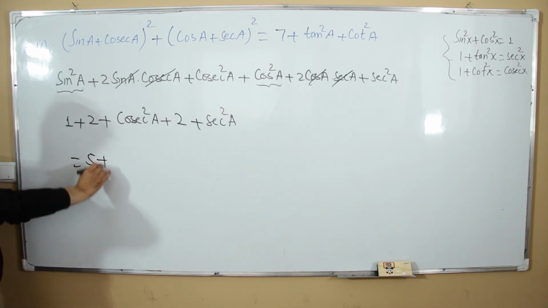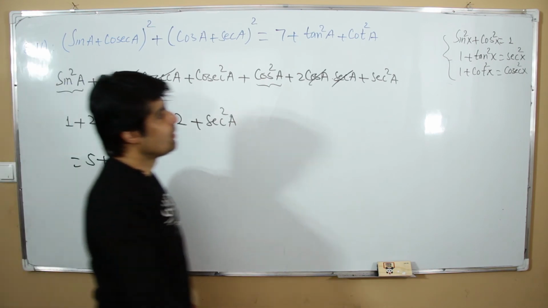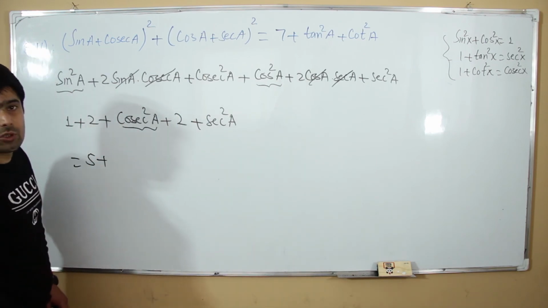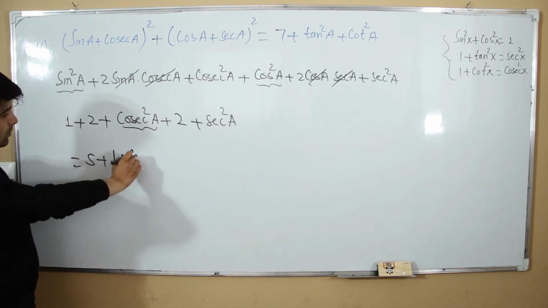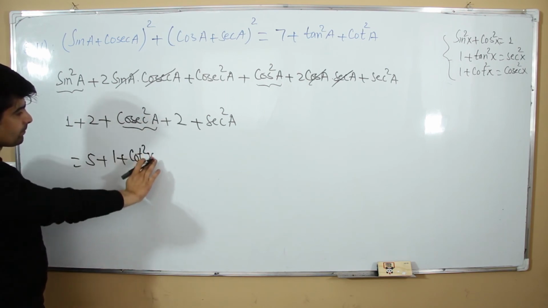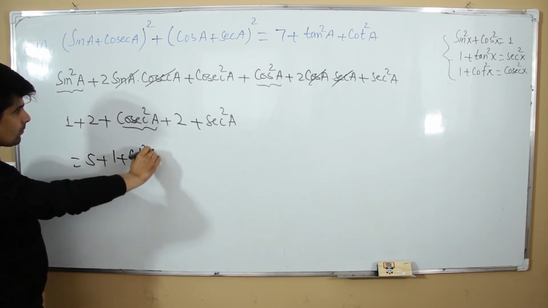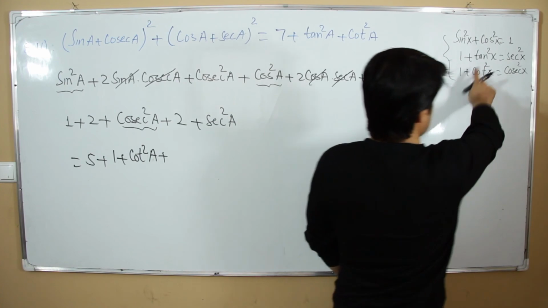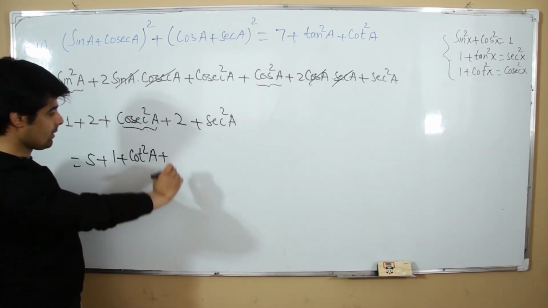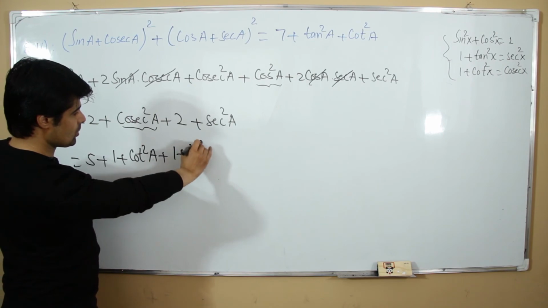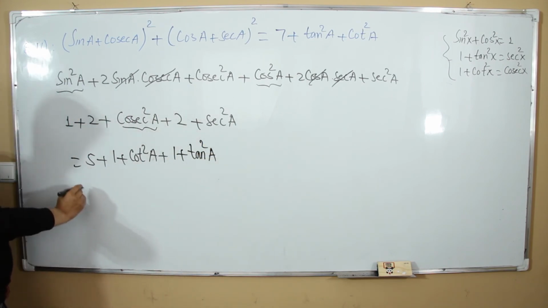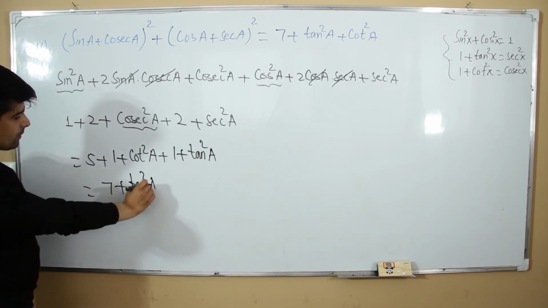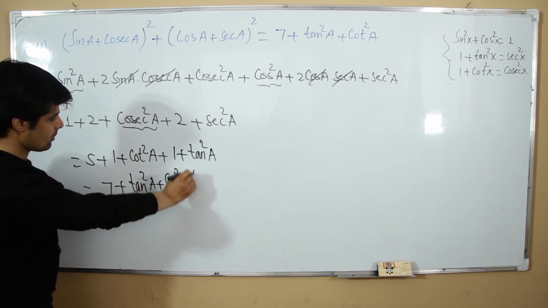And instead of cosecant square, can we write 1 plus cotangent square? Yes, because our answer is in terms of tangent and cotangent. So 1 plus cotangent square of a plus, it's finished, and instead of secant square of a, can we write 1 plus tangent square of that angle? Yeah, 1 plus tangent square of a. 1, 1, 2, 2 plus 5, it is 7. We have tangent and cotangent: tangent square of a plus cotangent square of a.